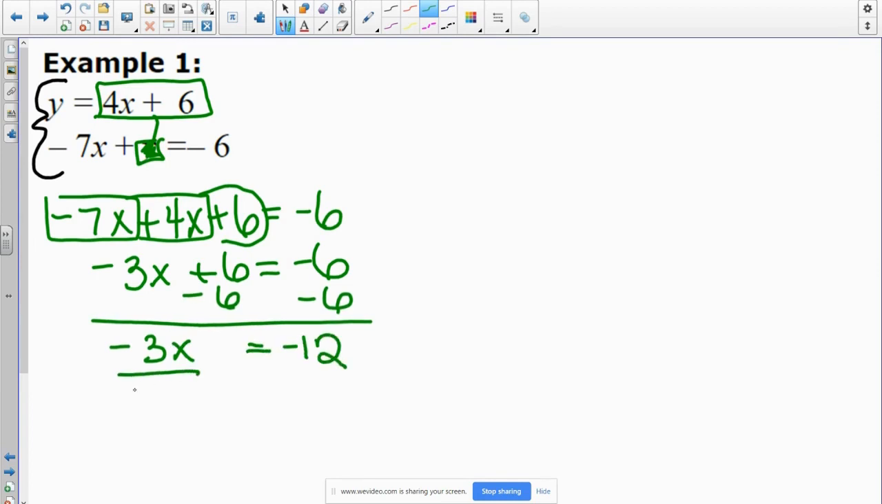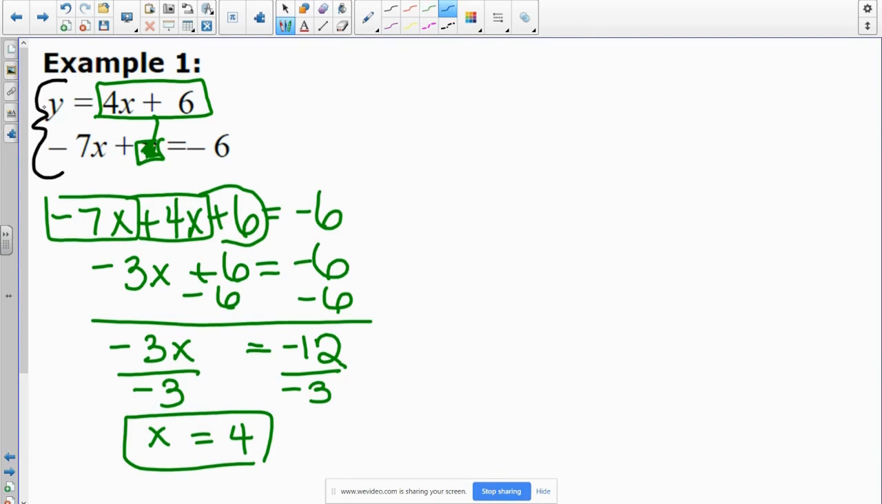And now I'm going to divide by negative 3. And I get x to equal 4. So step 1, I substituted. And now I got the variable for 1. Now I'm going to go back in and solve for the other variable because I need to know both the x and the y.